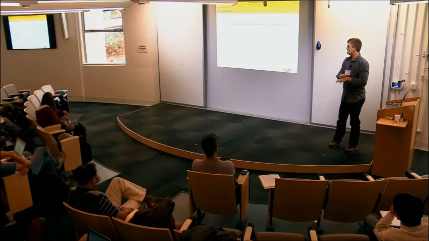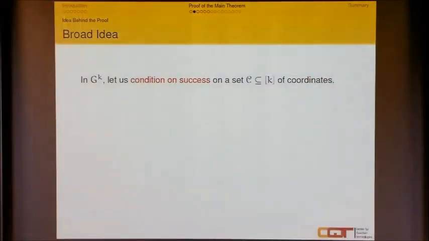The broad idea goes along the same line as the proof of Raz and Holenstein for classical games. In G to the K, we condition on success on some set of coordinates, which I call C. Conditioning on success means that success in these coordinates is a projector. Whatever the state of this whole system, we just project onto success on these coordinates and then rescale. Whenever I say condition on success, this is what it means.